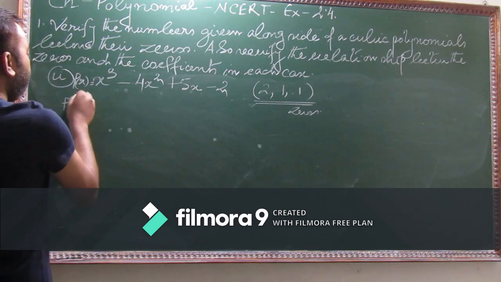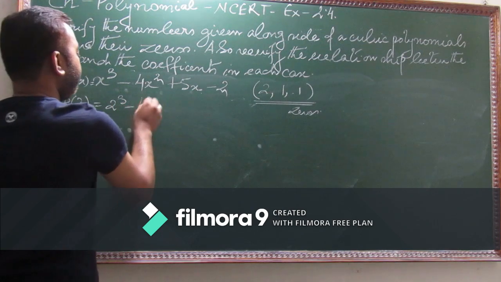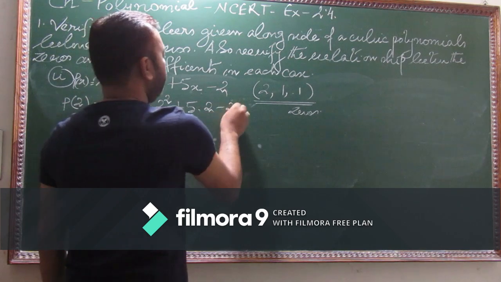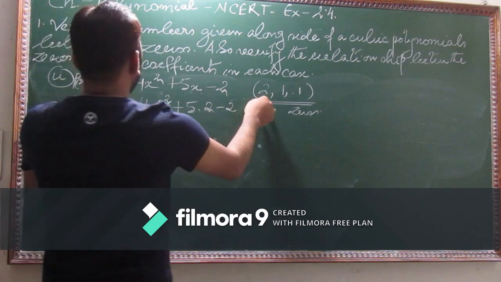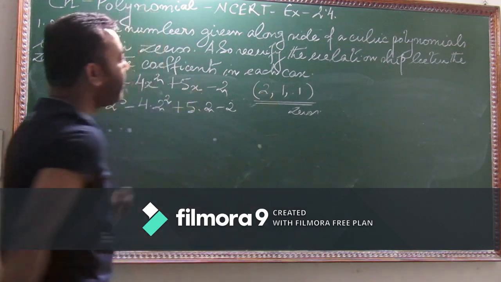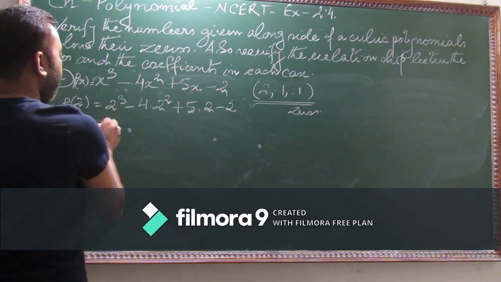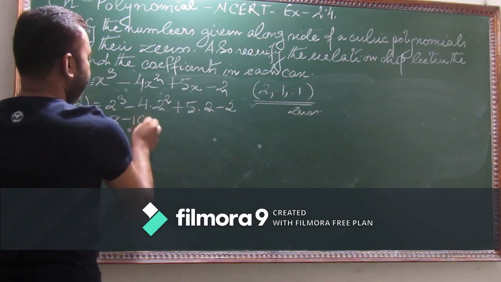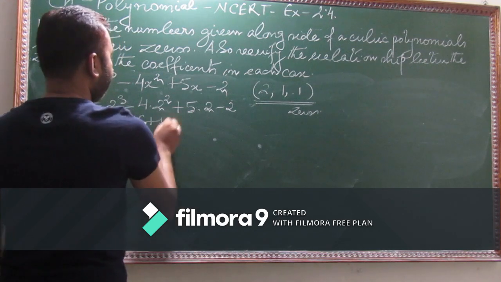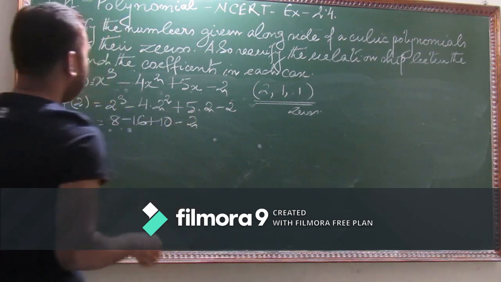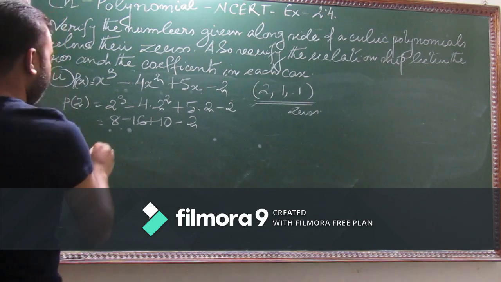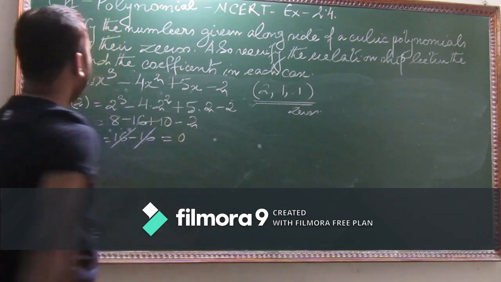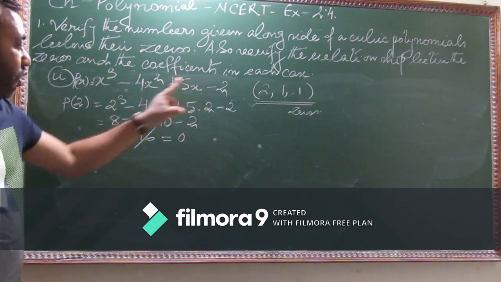What is P(2)? P(2) is equal to 2 cube minus 4 into 2 square plus 5 into 2 minus 2. Each x is replaced by 2. If I go for the simplification, this is 8, 2 square is 4, 4 fours are 16, minus 16, 5 twos are 10, this is plus 10, this is minus 2. So 8 plus 10 is 18, minus 2 is 16, and 16 minus 16 cancels, so this is 0. That means 2 is a zero of this polynomial.